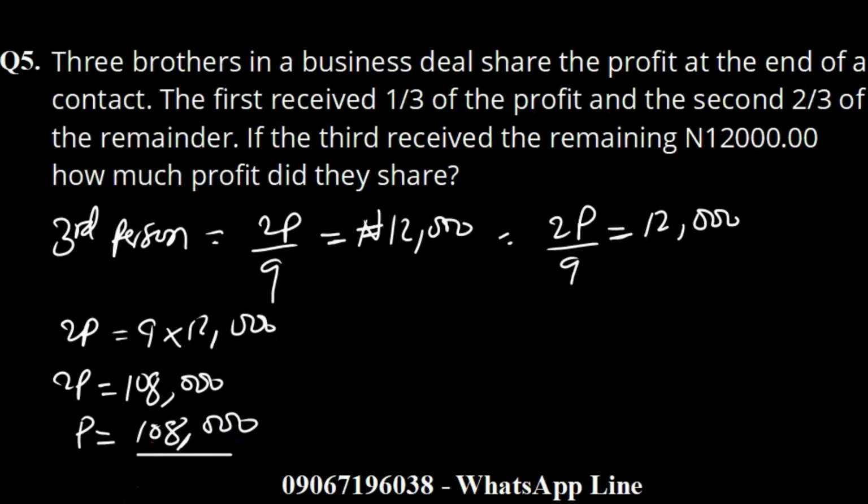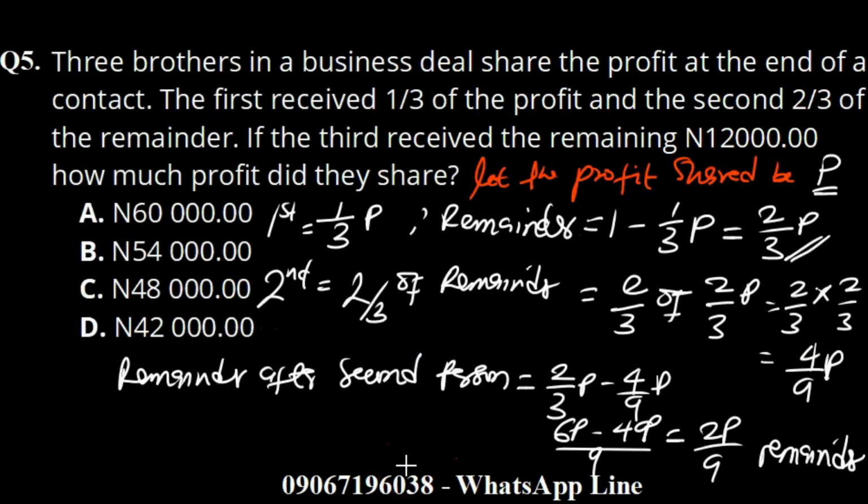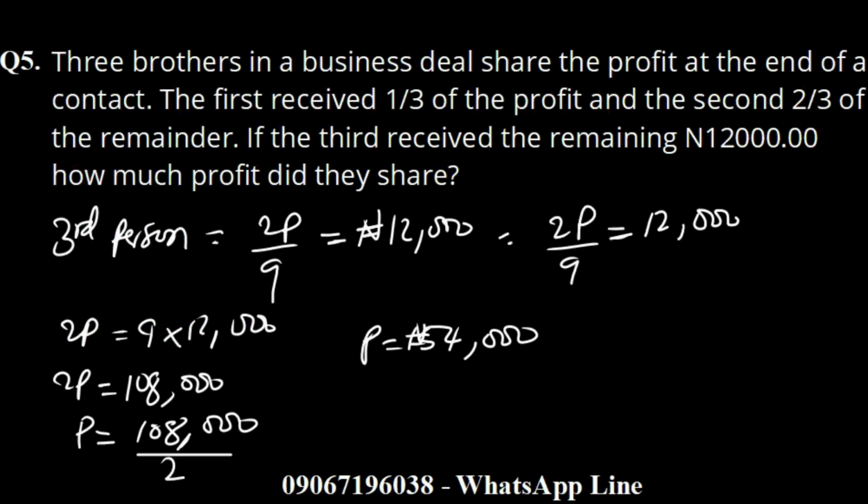divided by 2. If you divide that, p would give you 54,000 naira. So the answer to this question is 54,000 naira, which is option B. Consider here, option B is the answer to the question.